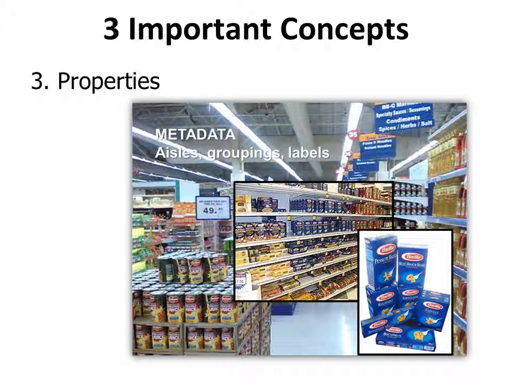The third important concept is properties, also known as metadata. If I were to go into a grocery store and ask where's the Barilla pasta, and they point somewhere behind them, that wouldn't be very useful. But if they say go to aisle 35, look on the left side, and look for the blue packaging, that would be very useful in finding that package. Well, it's the same way with properties.